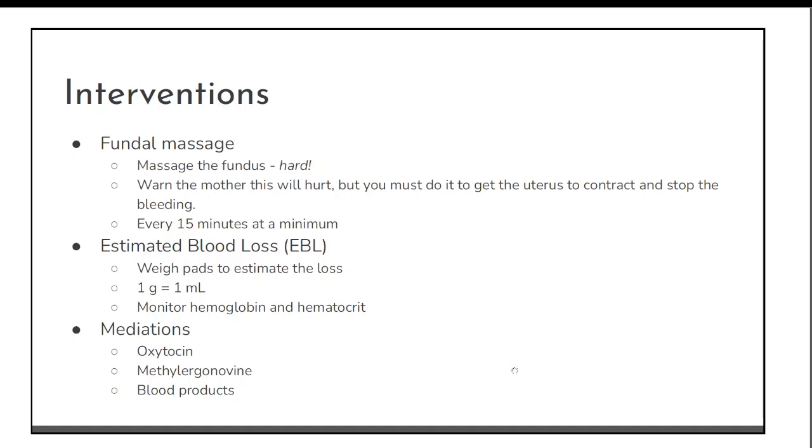We have to get the uterus to contract so that that bleeding stops, all right? At least every 15 minutes, all right? You also want to be monitoring that blood loss. We've talked about pad counts, but what if you want a more exact measure? Then you're going to actually weigh those pads. So if you weigh a pad and it's 15 grams, that's 15 milliliters of blood that's lost.